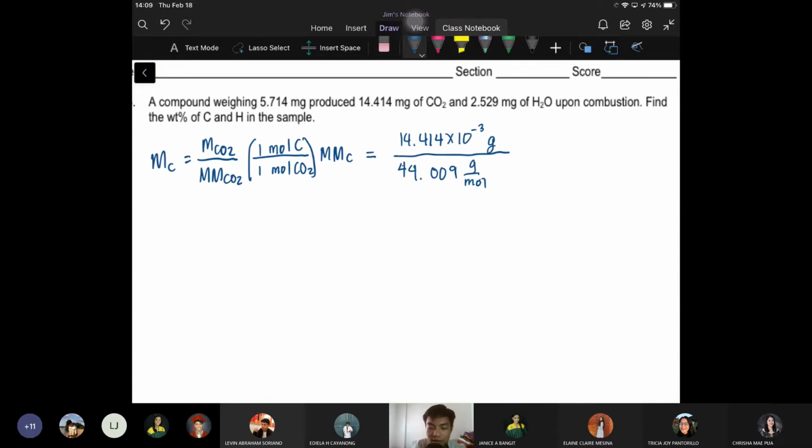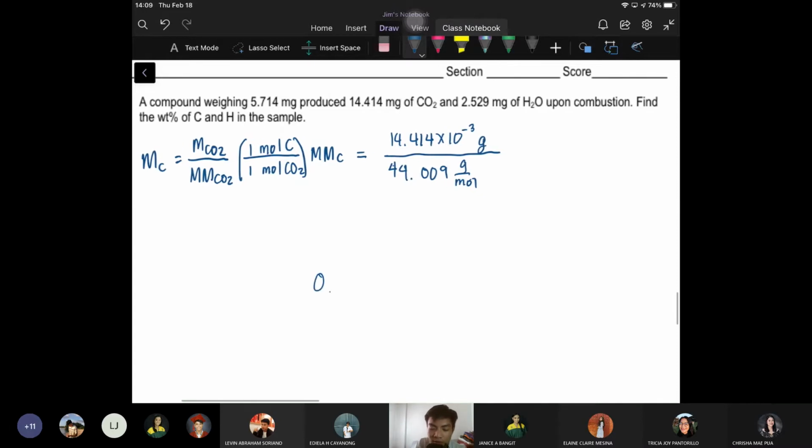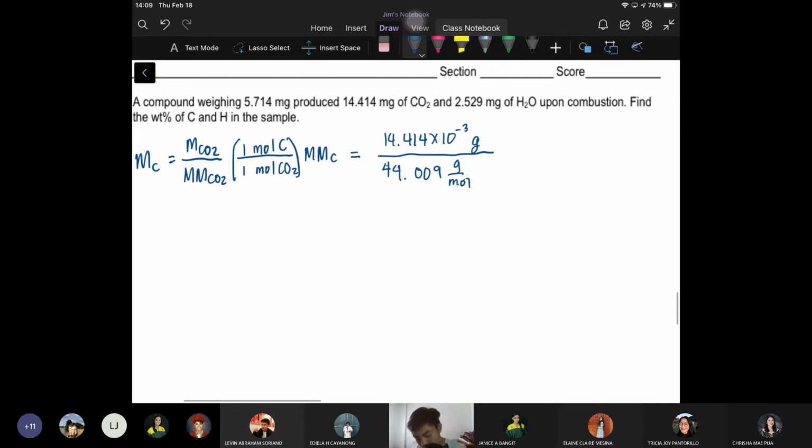Yan, shortcut na yan. Kaysa i-convert mo pa yan into 0.001, di ba? Wag na kayo magpakapagod doon. Lagyan nyo na lang ng times 10 raised to negative 3 para mabilis tayo mag-solve. Okay?